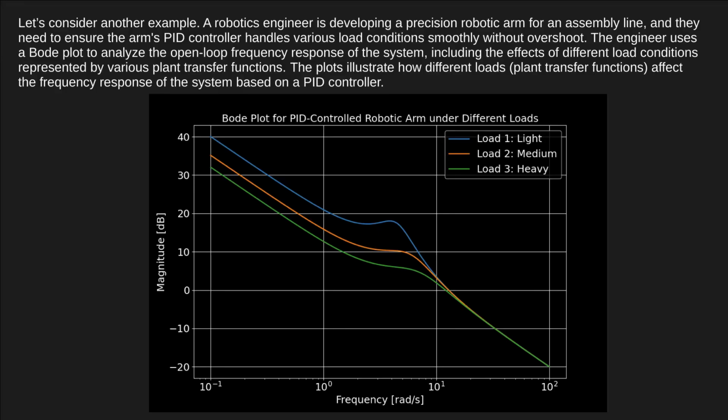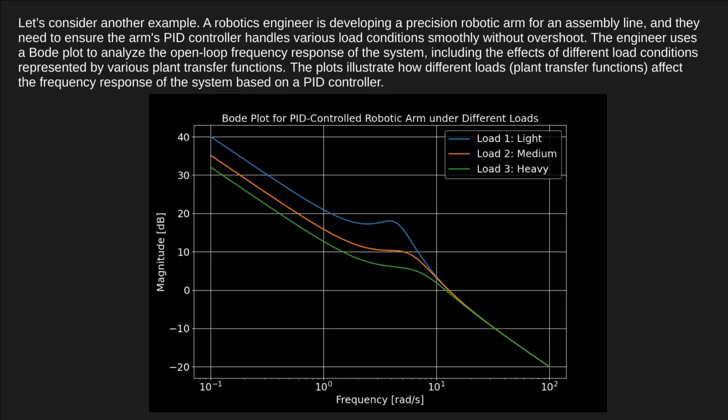Let's consider another example. A robotics engineer is developing a precision robotic arm for an assembly line, and they need to ensure the arm's PID controller handles various load conditions smoothly without overshoot. The engineer uses a Bode plot to analyze the open-loop frequency response of the system, including the effects of different load conditions represented by various plant transfer functions. The plots illustrate how different loads, plant transfer functions, affect the frequency response of the system based on a PID controller.